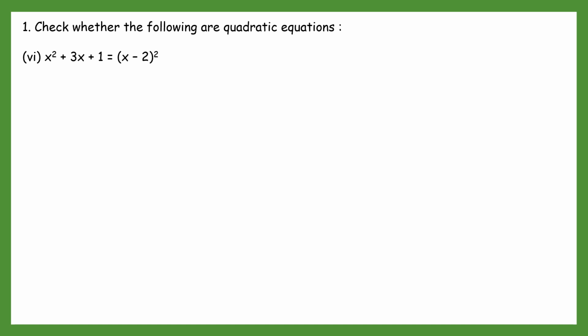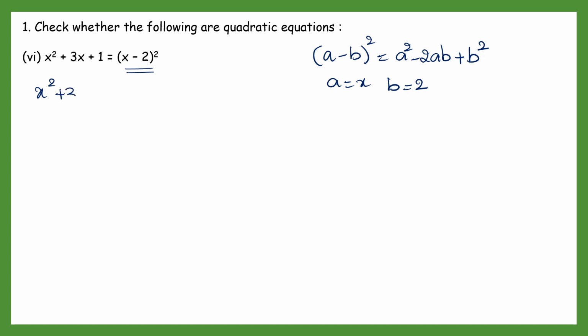Next question. X square plus 3x plus 1 is equal to x minus 2 whole square. X minus 2 whole square is in the form of a minus b whole square. A minus b whole square is a square minus 2ab plus b square. Here you have a is equal to x, b is equal to 2. X square plus 3x plus 1 is equal to a square, that means x square, minus 2ab, a is x, b is 2, plus b square, that is 2 square.